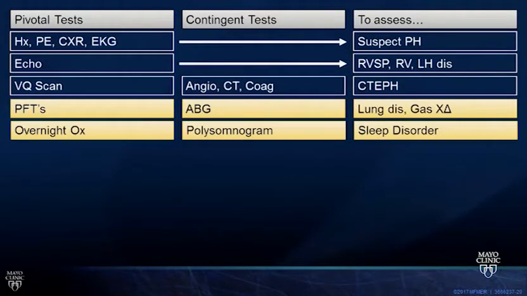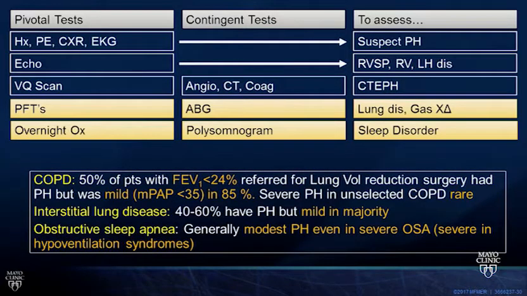Pulmonary function tests and overnight oximetry are useful for looking at lung disease. Obviously, arterial blood gases, gas exchange studies, overnight polysomnogram, looking for sleep disorders. In COPD, 50% of patients with an FEV1 less than 24% and referred for lung volume reduction surgery had PH, but it's generally mild. So most patients with lung disease don't have very elevated pressures. And severe PH in these patients is relatively rare. And again, in interstitial lung disease, 40 to 60% have some degree of pulmonary hypertension, but mild in the majority. And obstructive sleep apnea is a clear association, but generally modest PH, even in a very severe obstructive sleep apnea.